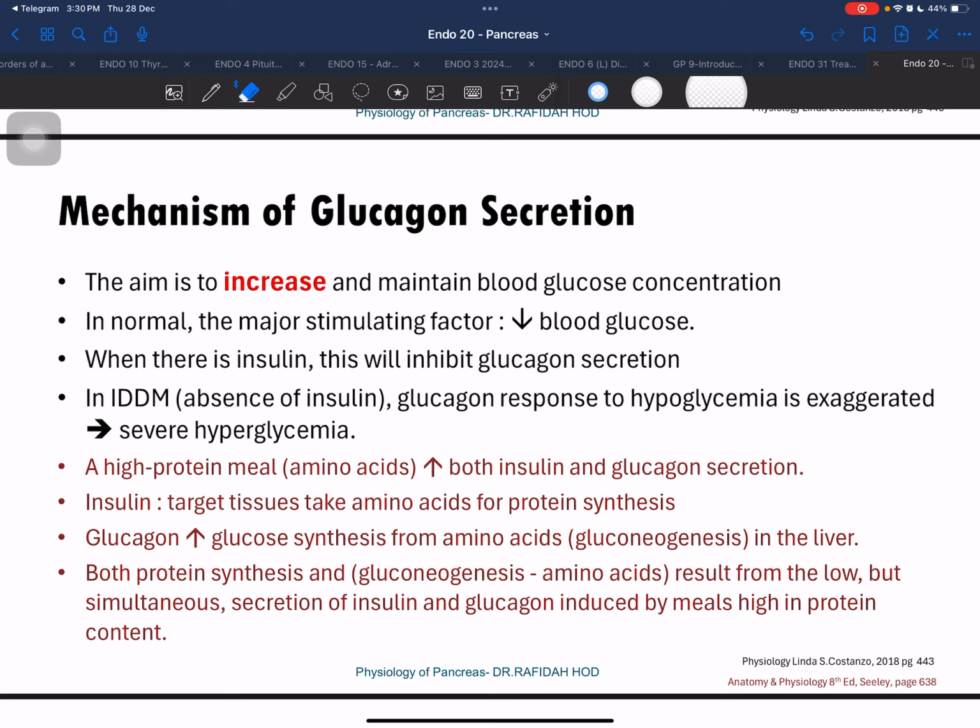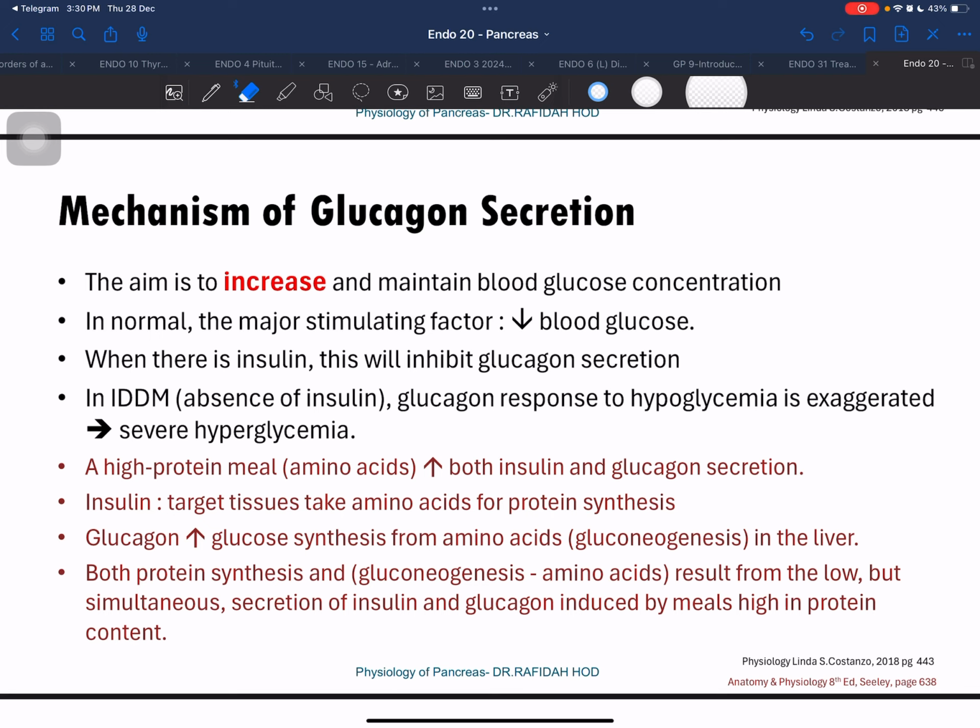So for both protein synthesis and gluconeogenesis from the amino acids, gluconeogenesis, you make glucose from those amino acids. At the same time, both secretion of insulin and glucagon happen, because you take the high protein meals. So that is to say, because both insulin and glucagon, the punya secretion is stimulated by high amino acids. Okay, takut nanti baca semula macam confused, kata opposite, tapi only for this amino acids ni, in both cases, glucagon dan insulin, memang dia increase the secretion.